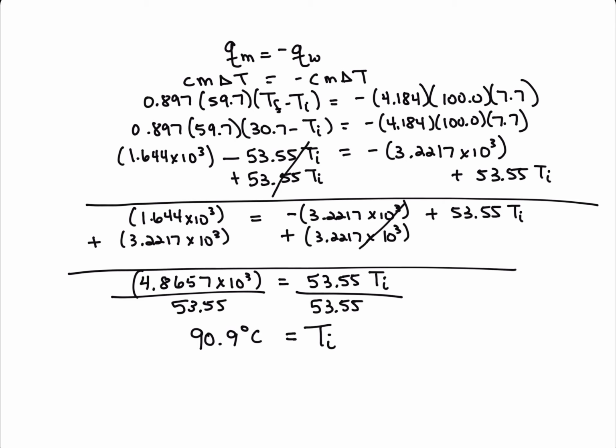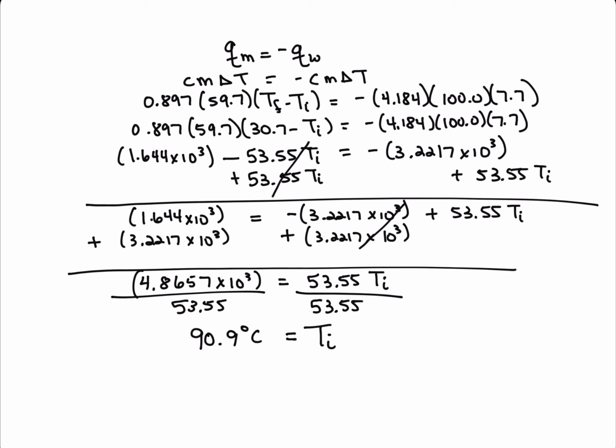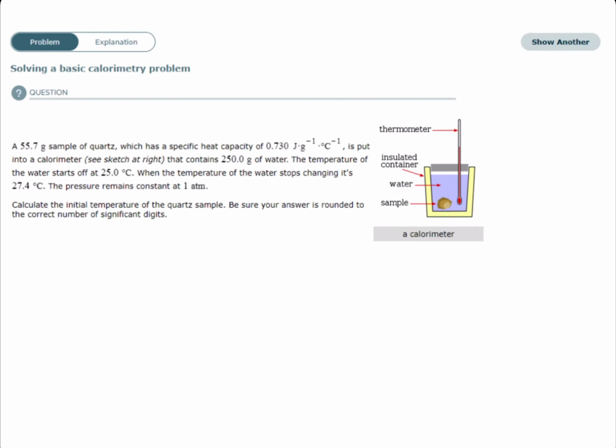However, they want our final answer in the correct number of sig figs. So take a look at our given table, and we see that the fewest sig figs that we have is 2 sig figs. So our final answer should have only 2 sig figs. So our final answer is 91 degrees Celsius. And ALEKS would prefer if you put that decimal place there to show no decimal places. Let's take a look at another example.